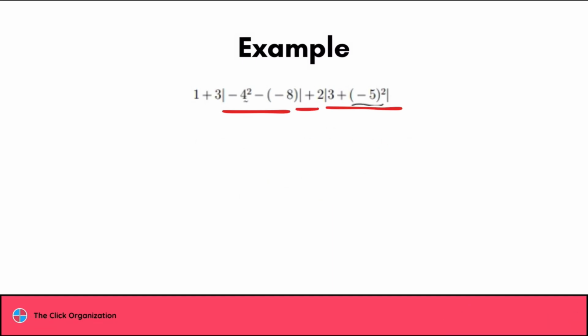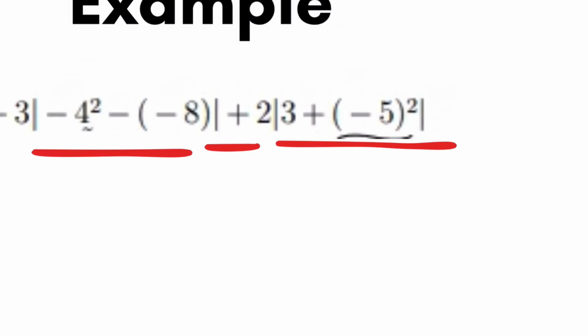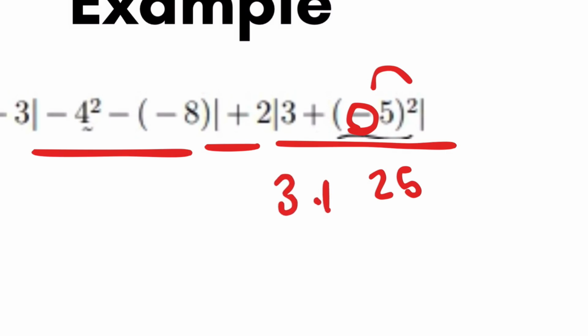Okay, so let's start with this one because it has an exponent to it. So minus 5 to the power of 2 is going to be 25. Do you know why? Not minus 25, because minus is also raised to the power of 2 because it's in the parentheses and it's raised to the power of 2. So minus times minus equals plus, right? So it's going to be plus 25, and then we have 3 plus 25.